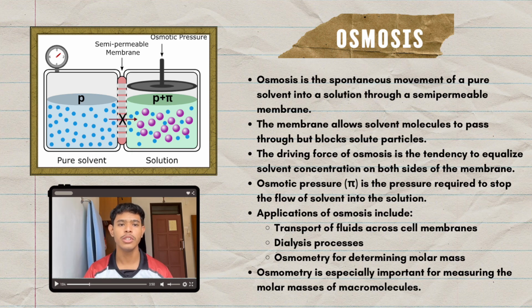Osmotic pressure, denoted by the symbol pi, is the pressure that must be applied to the solution to stop the inward flow of the solvent. In other words, it measures how strongly the solution attracts the solvent.